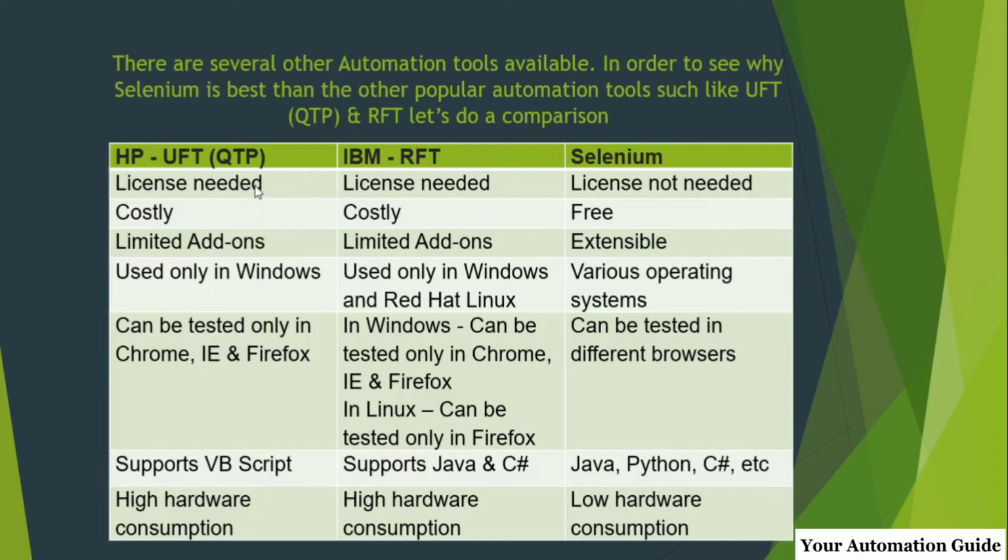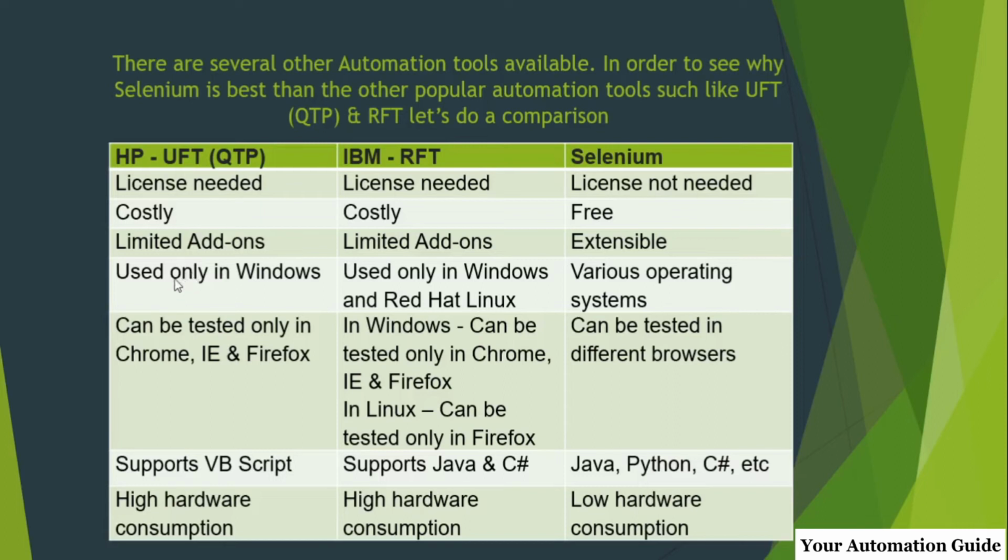First, for the first two, we need a license. And for Selenium, as it is an open source tool, we don't need a license. In order to get the license, we have to pay so much money, and this one for HP and IBM is very costly. And again, Selenium, since it's an open source tool, is free. With UFT and RFT, there are only limited add-ons. In Selenium, you have many more add-ons. Whatever you want to do in Selenium regarding testing is going to be there, and it is extensible.